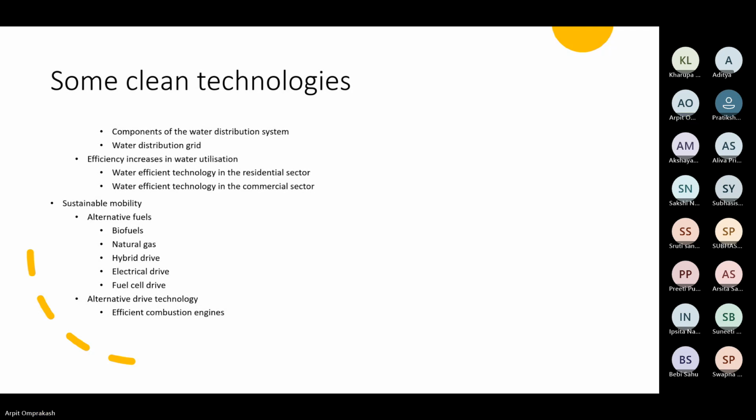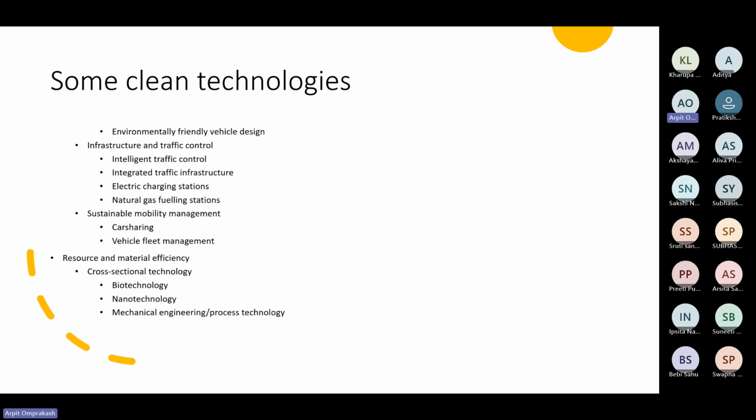Then alternative drive technology, such as efficient engines and environmentally friendly vehicles that produce less pollution. Things like Bharat Stage 1, 2, 3, 4, that certification that the government gives, or Europe has its own standards that restrict how much pollution or how much gas can be emitted from a given vehicle.